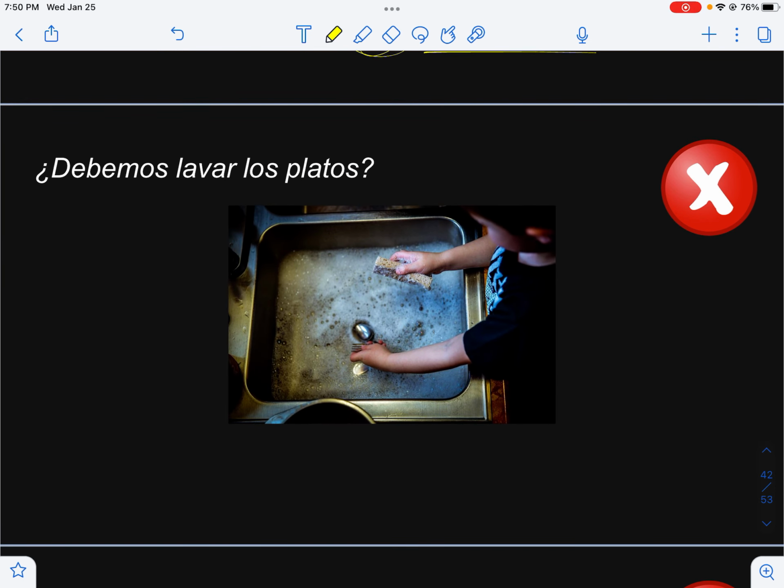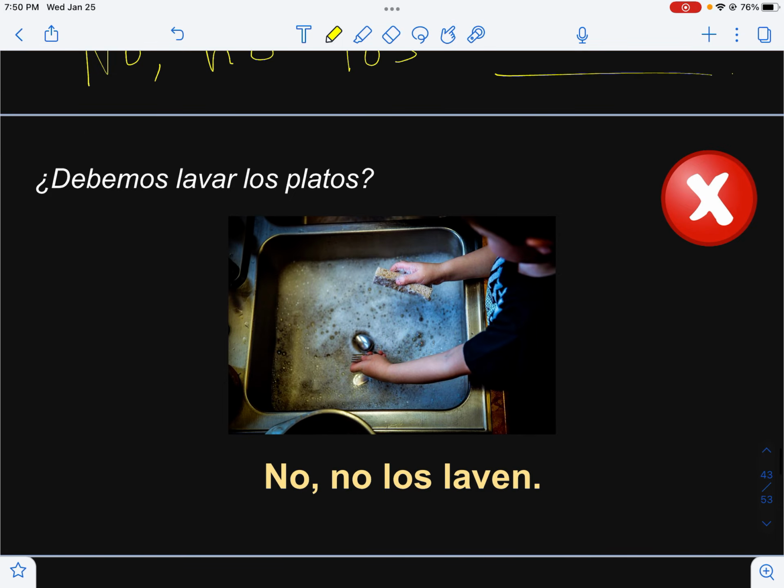Debemos lavar los platos. Again, the pattern. No, pronoun, verb. Fortunately, article is the same. No, los. Then we fill in our verb, laven. Should we wash the dishes? No, don't wash them. That's what I need to be told.